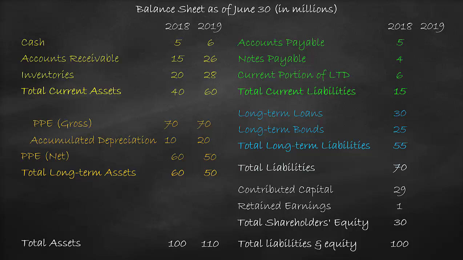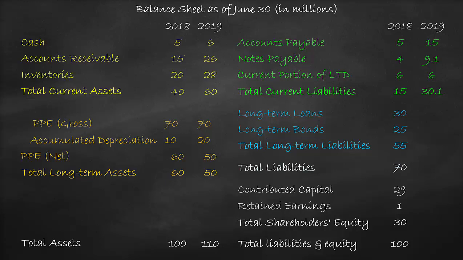For current liabilities, we have accounts payable of $15 million, notes payable of $9.1 million, and current portion of long-term debt of $6 million. So, total current liabilities is $15 million plus $9.1 million plus $6 million, which comes to a total of $30.1 million.